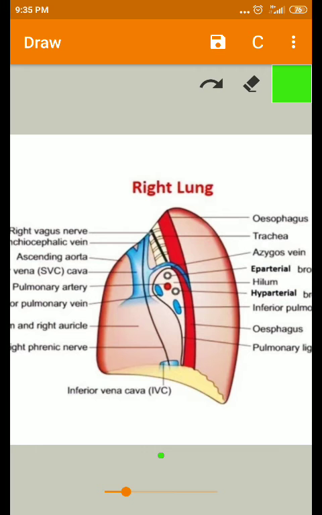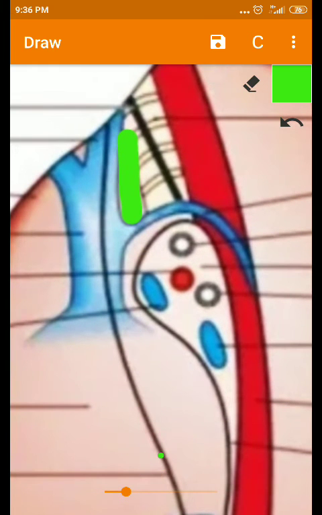and behind this you'll have another nerve called the right vagus nerve. The right vagus nerve is related, and by the side of this right vagus nerve, it is related to the right side of the trachea. So this surface is related to the trachea. Here you can see this is the trachea.